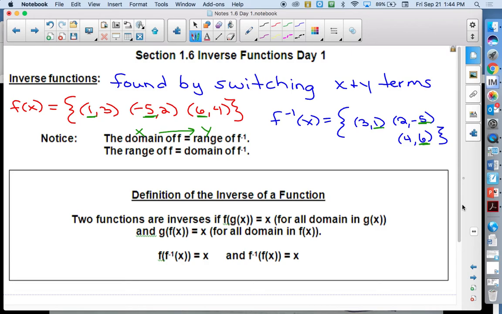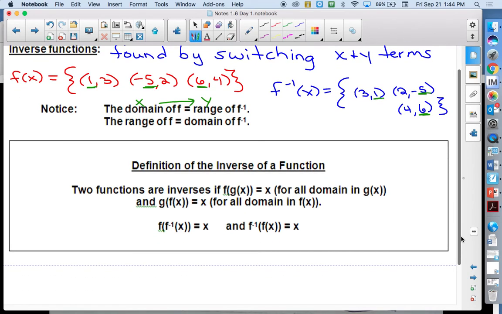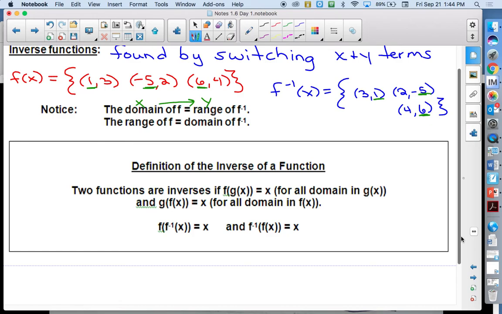In the little box, it talks about the definition. Finding an inverse and defining an inverse are a little different. So that's how you find it, by switching x and y. But the actual definition, big stars around this. Remind yourself to look at it. Hint, hint, hint.